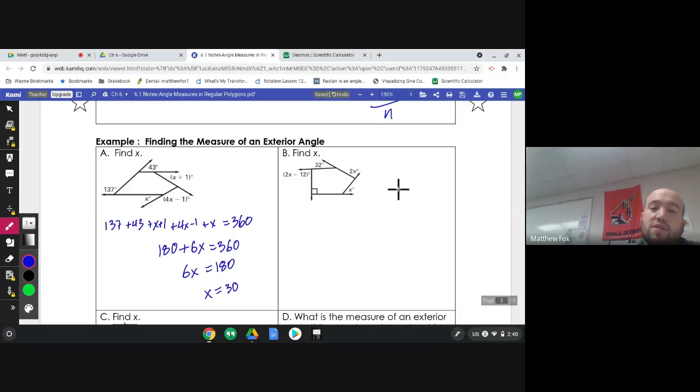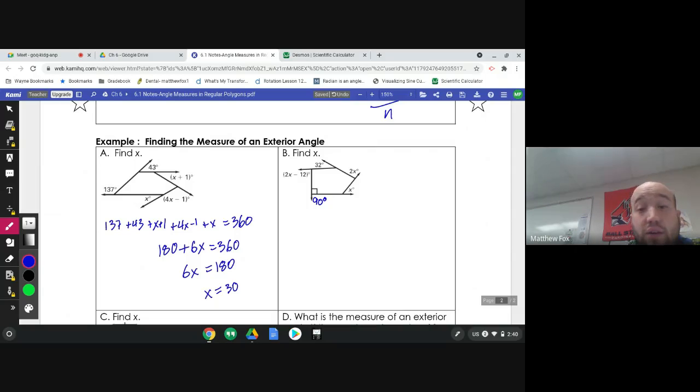Your next one, same thing. Now this one, there is no exterior angle here. However, remember the exterior angle always forms a linear pair, which means they'll add up to 180. So if this interior angle is 90, that means the exterior angle is also 90.